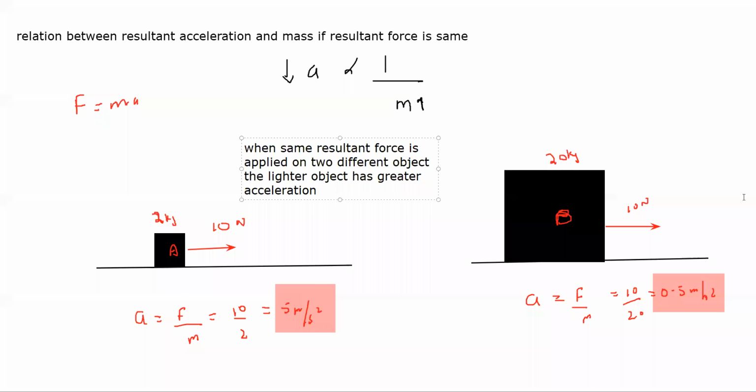The object which is lighter will have a greater acceleration if the same resultant force acts. So lighter objects have greater acceleration than heavy objects, or lighter objects will show a greater change in speed as compared to heavy objects. So this formula is important: F is equal to ma. You will find a question in which you use it to identify either a resultant force or a mass or acceleration.